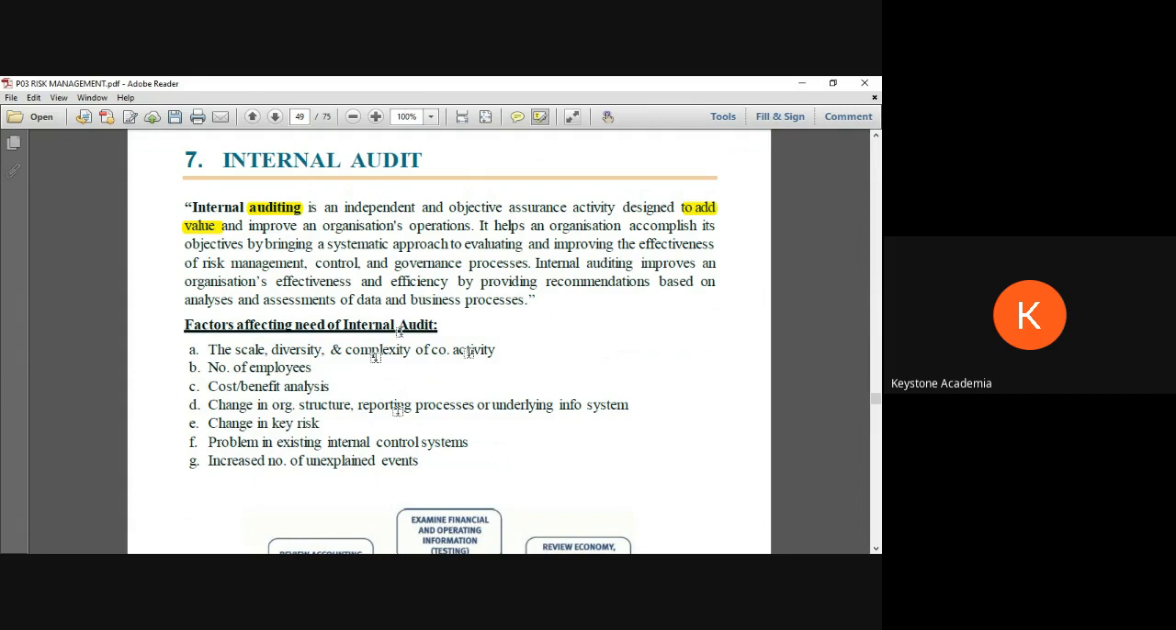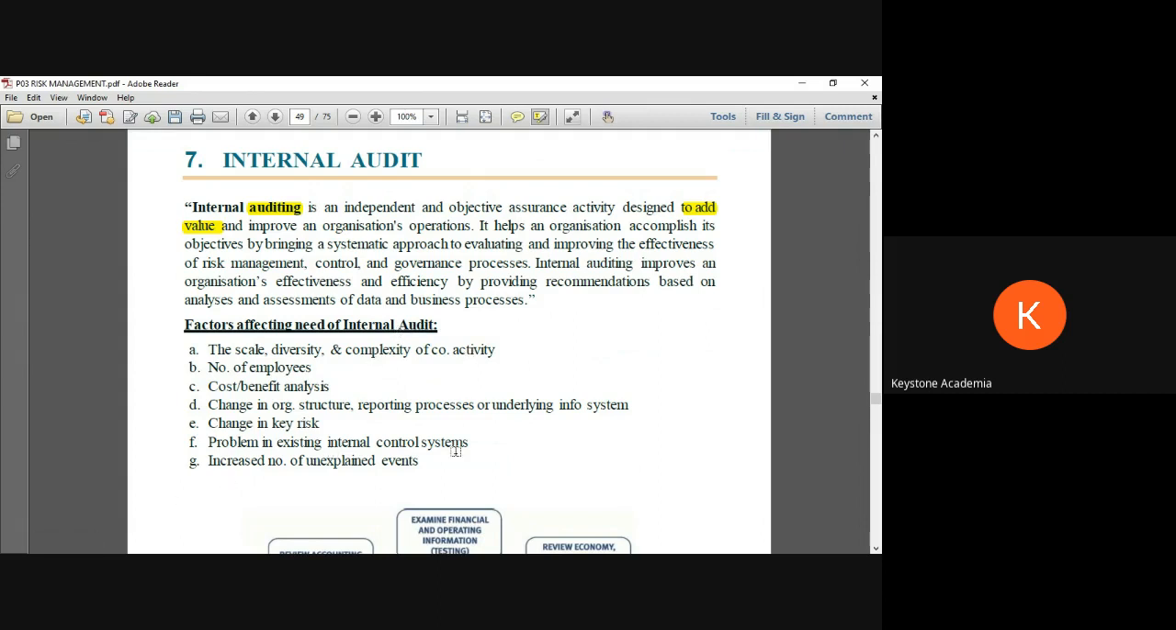Change in organization structure, reporting process, or underlying information system. Let's say we went for a merger, we went for a strategic alliance. Organization structure has changed. So again, internal audit should come in. Change in key risk, external or internal risk has changed. So again, our approach towards them should change.